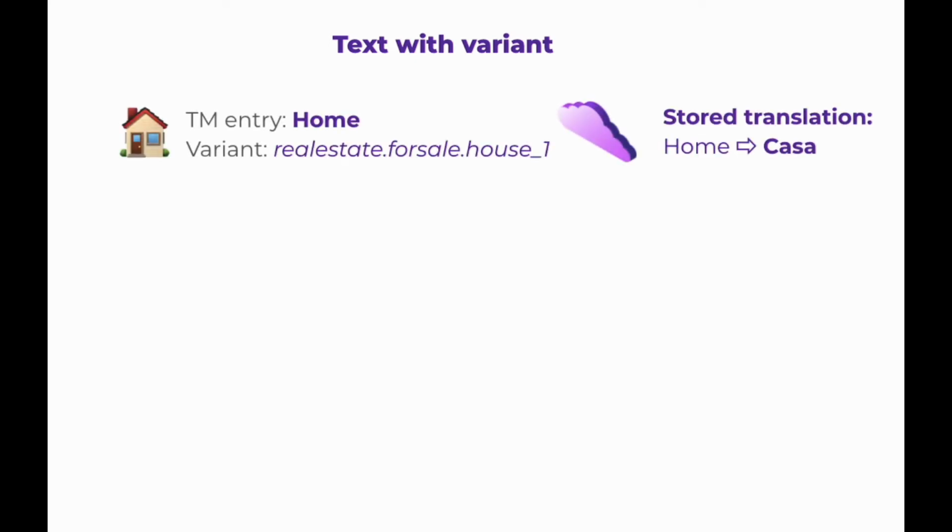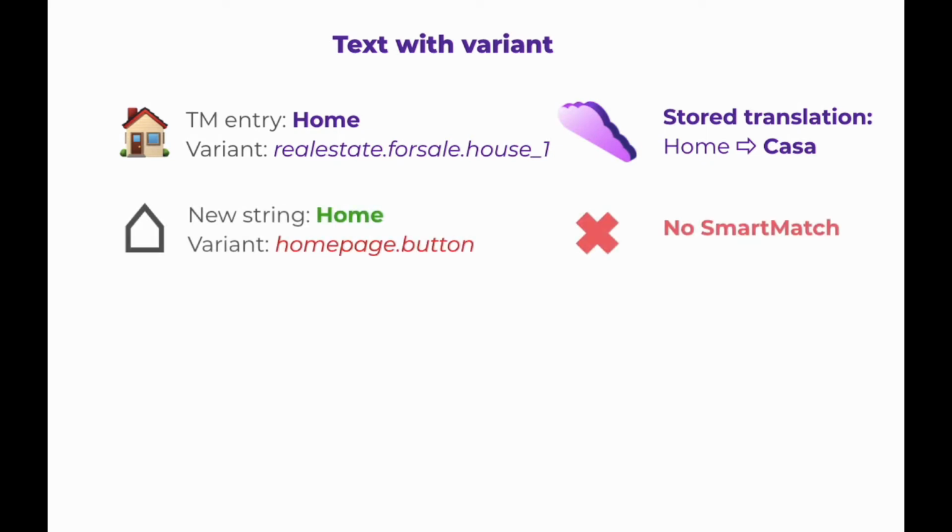So circling back to our SmartMatch setting text with variant, this is how it works. If your previous translation was using a different variant, the new string does not SmartMatch, even if the source text is exactly the same. This ensures that we don't automatically apply a translation that was used in a different context. In our example, distinguishing between the two different variants helps us avoid reusing the translation for the home that you want to sell as the translation for home as in homepage.